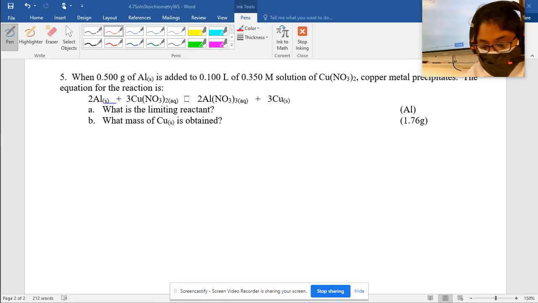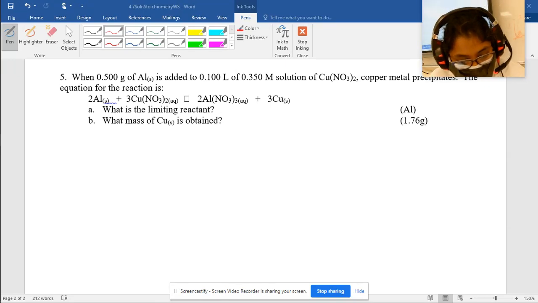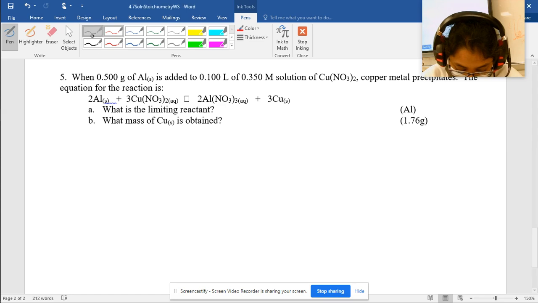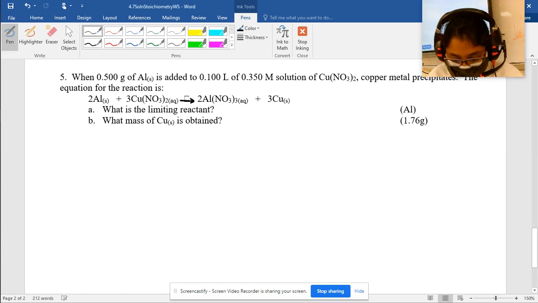All right, here's the next problem. It says when 0.5 grams of aluminum is added to 0.1 liters of a 0.350 molar solution of copper nitrate, copper metal precipitates. The equation for the reaction is given. Now, the first thing they're asking is what's the limiting reactant?